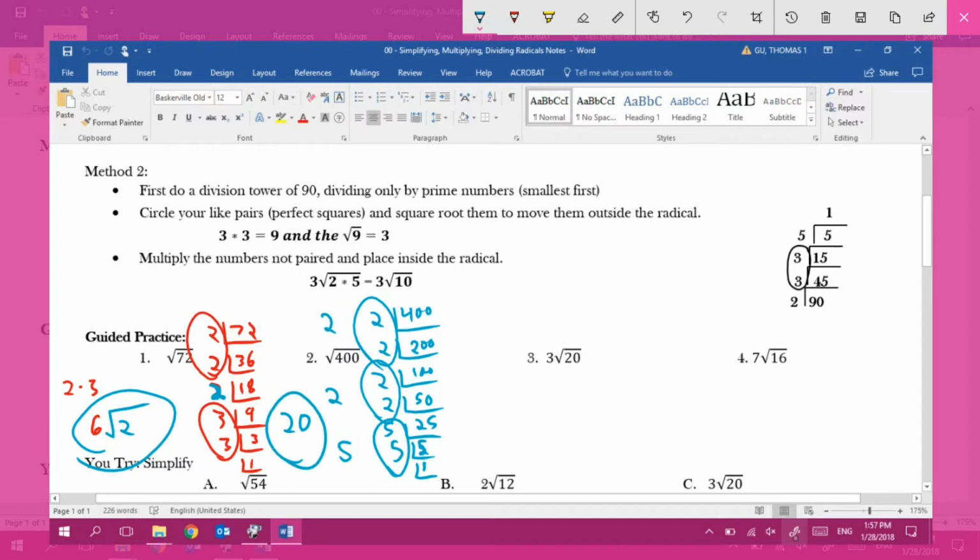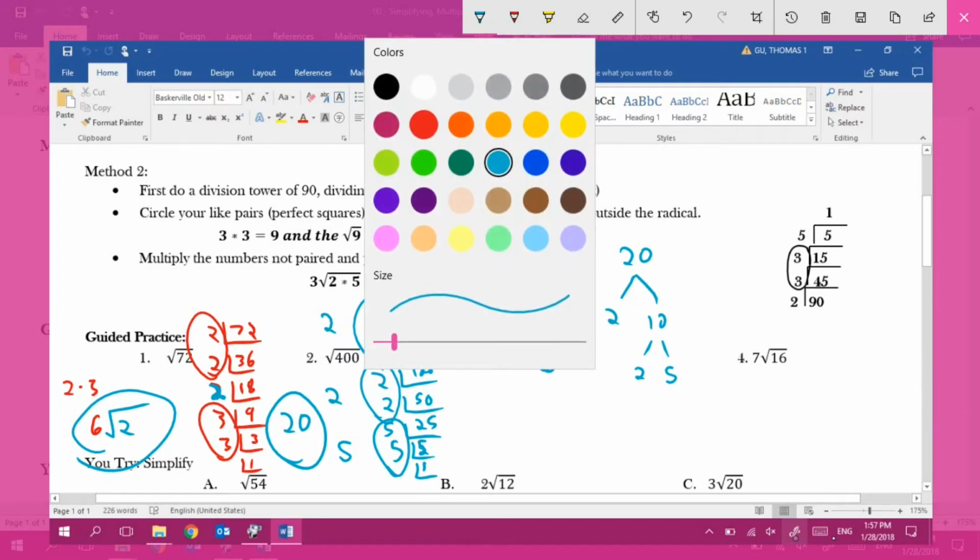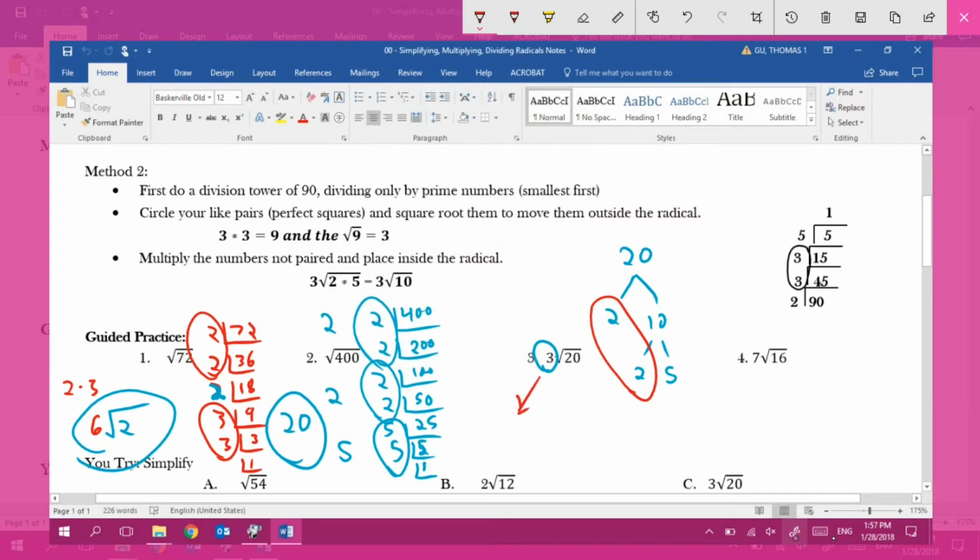On to the next one, 3 square roots of 20. So the 3 is already dealt with. We're going to leave that there. So we have to deal with the 20. And now I'm going to use the tree. 20, so that's 2 and 10. That's 2 and 5. And those are all prime numbers. So my only pair is right here with the 2's. So now my answer is going to be this 3 right here times the 2 that's from here. And then what's left over that goes in the radical? The 5. So then my answer is 6 square roots of 5.